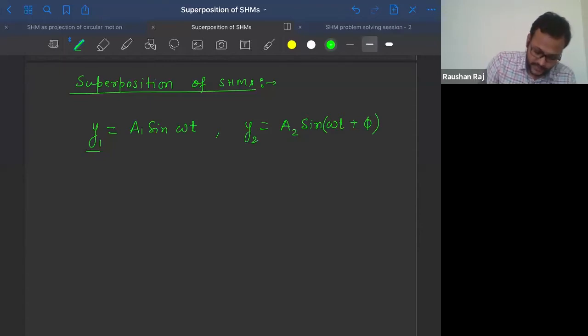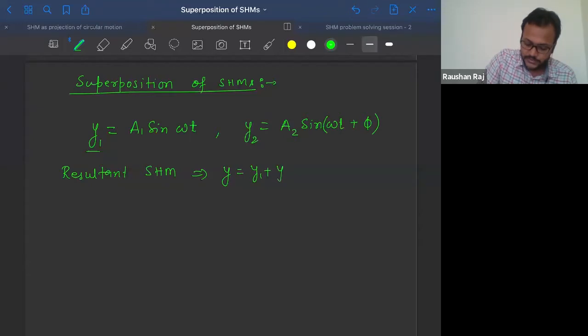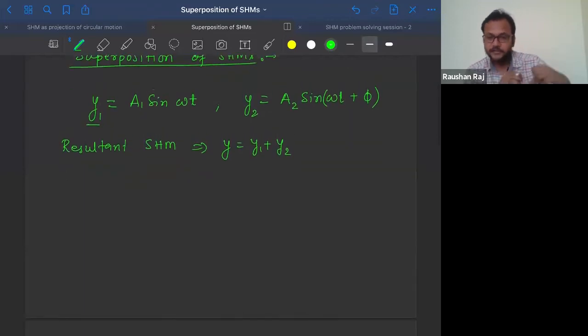And what do we write? We write the resultant simple harmonic motion as y is equal to y1 plus y2. So you have to add them. Now see here, if I ask you to add y1 plus y2, that will be purely mathematics: a1 sine omega t plus a2 sine omega t plus phi, right? So you have to add them.